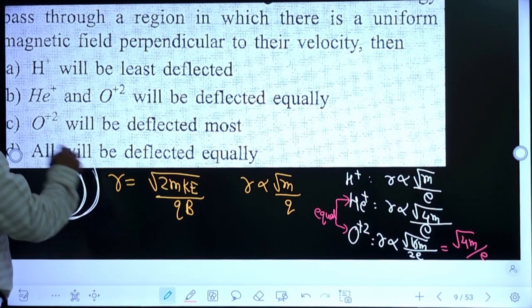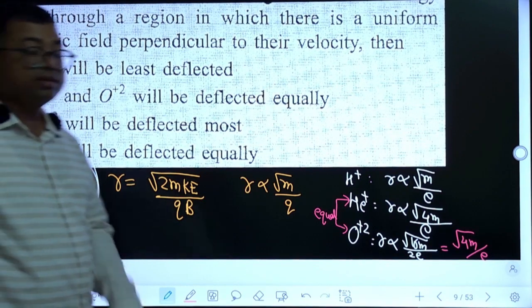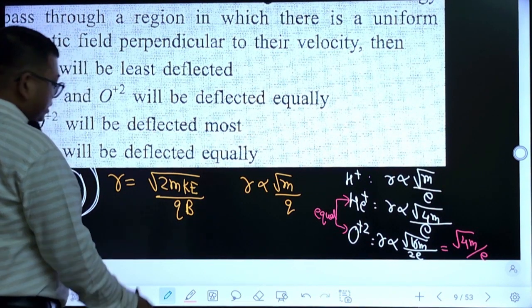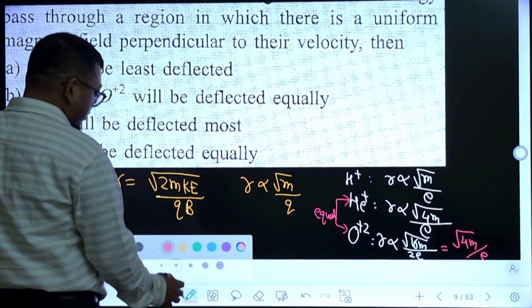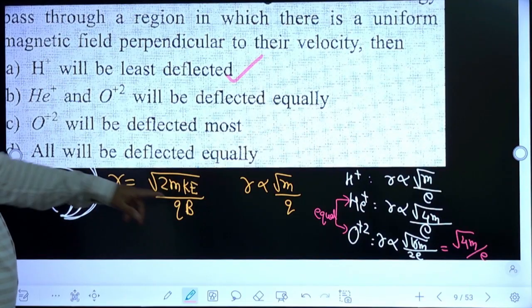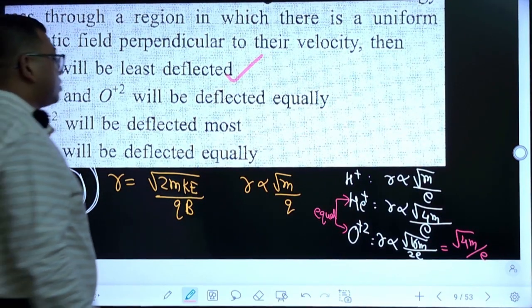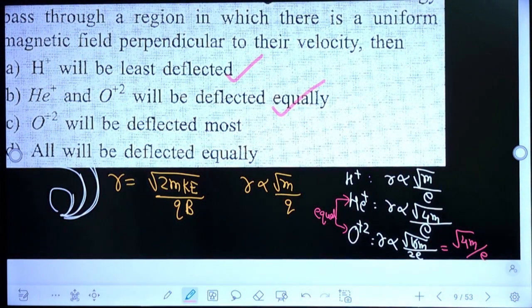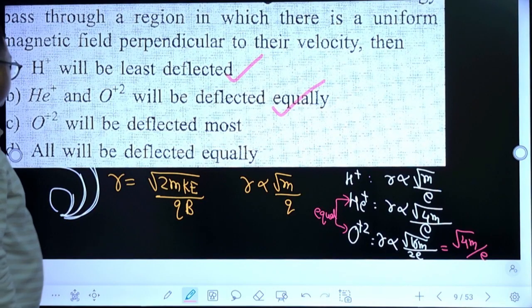So I think the radius we can consider as deflection. So this question will have two answers. Hydrogen plus will be least deflected, right? Least deflected, this is correct. Helium plus and O plus 2 will deflect equally, yes, because they have the same radius. Oxygen plus 2 will be deflected most.